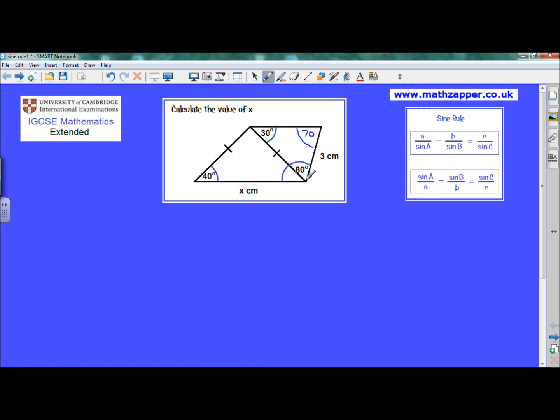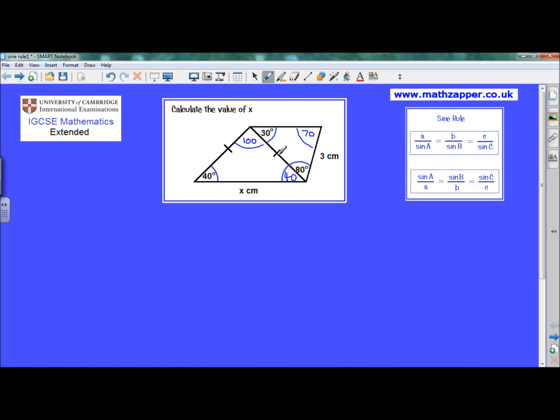The left hand side triangle is slightly more complicated but not difficult. It's an isosceles triangle, so the angles opposite the sides that are equal are themselves equal. So this angle, which is opposite that side, is equal to that angle, which is opposite that side. So this one will be 40 degrees also. Because we know two angles in that triangle now, we can work out that the missing one is 100 degrees.